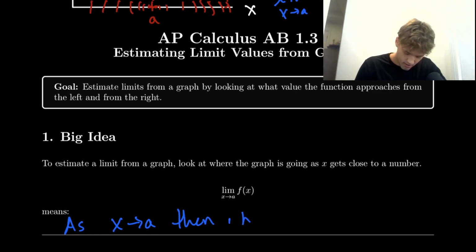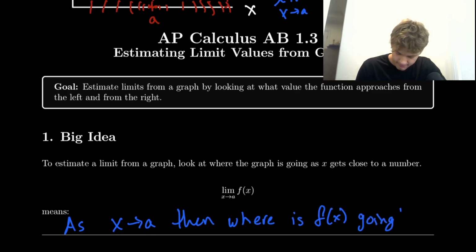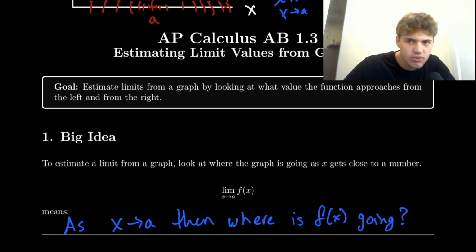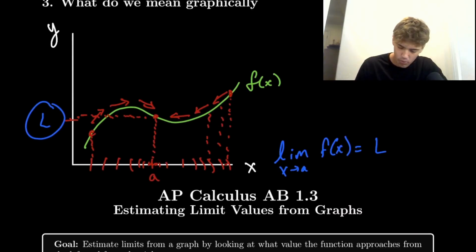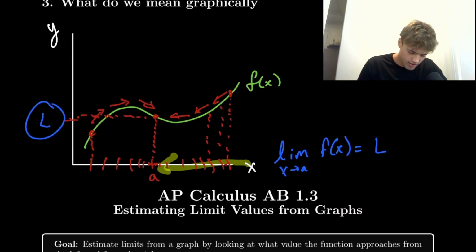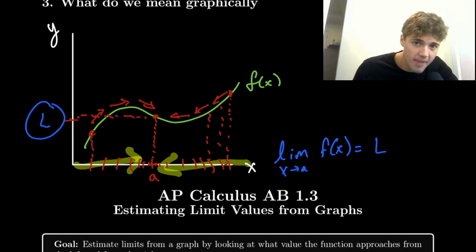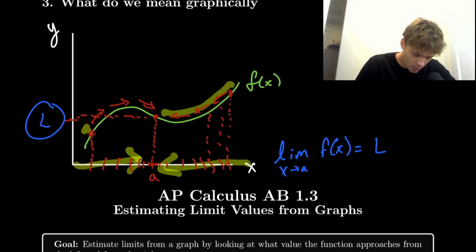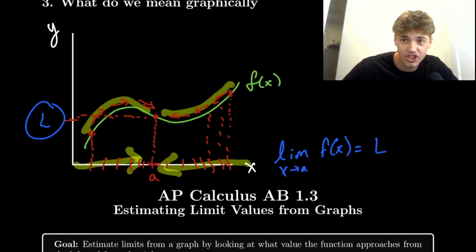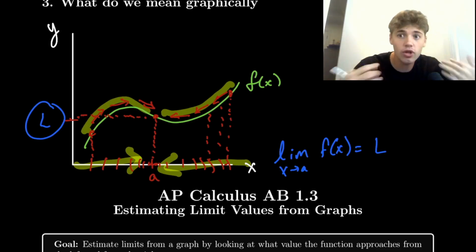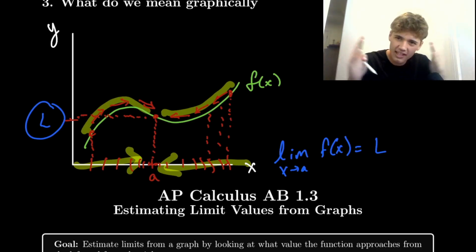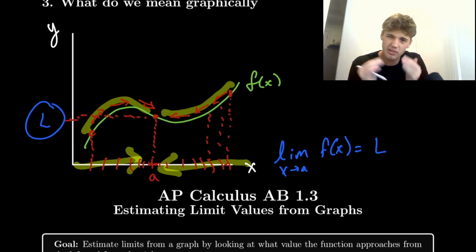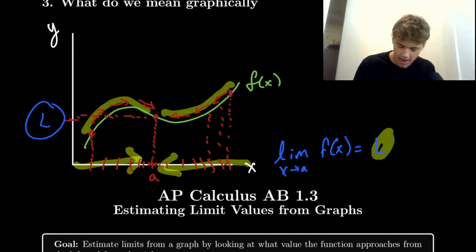Then where is f of x going? Right? That's what we're saying verbally. And graphically, we show that as we take points that get closer and closer to a on our domain, we are going to see what starts to happen on the function. Where are the heights going? The function values going. And whatever the function values get really close to, that is what we call L.